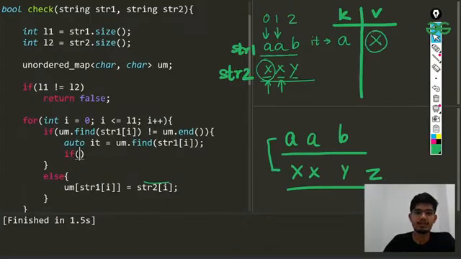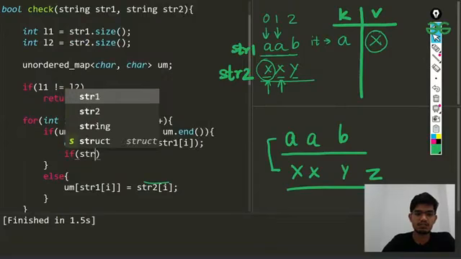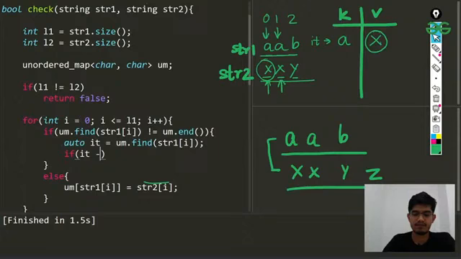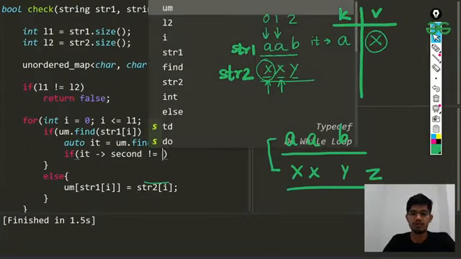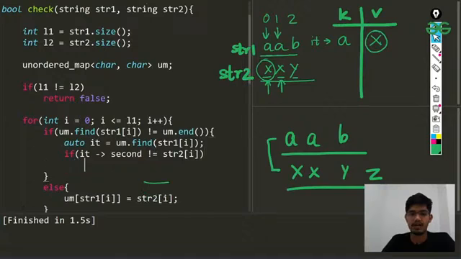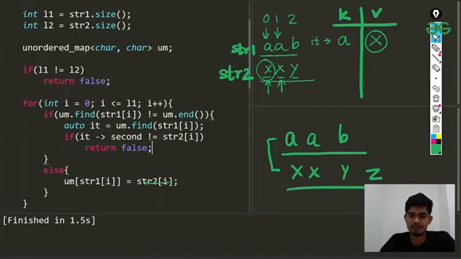So I'm just going to be writing if it, basically arrow, I am using arrow because we have a pointer this time. So if it dot second is not equal to str2 of i, in that case I'll be returning false. Else it will just be continuing, because it's not going to enter, which means they are equal.